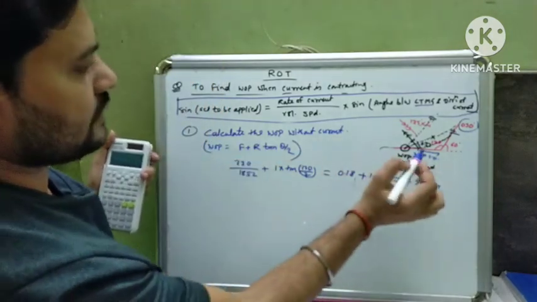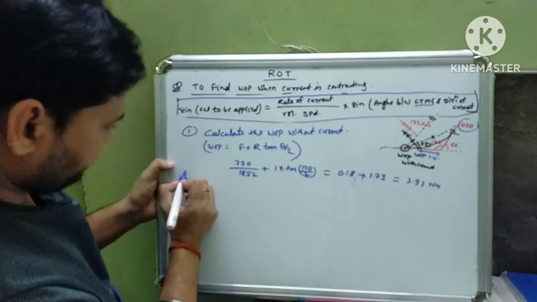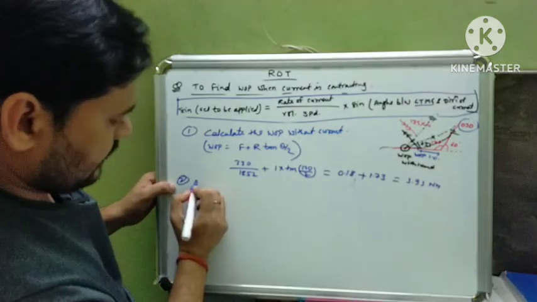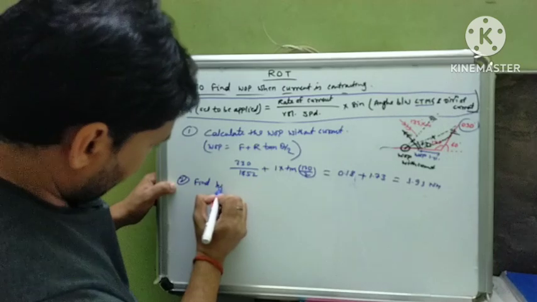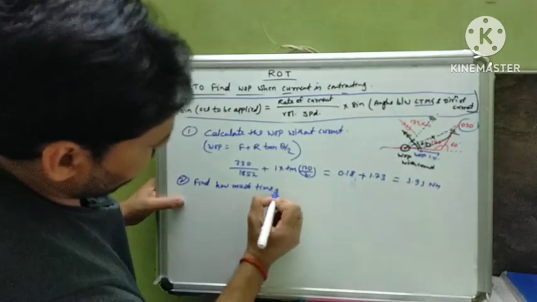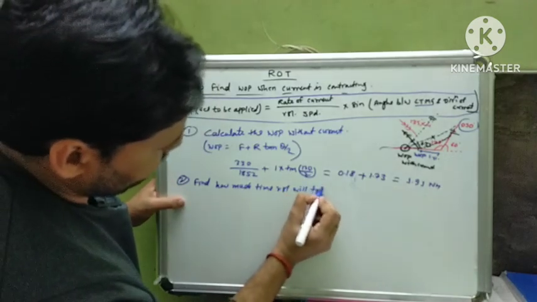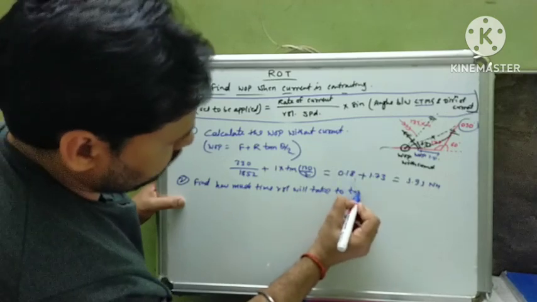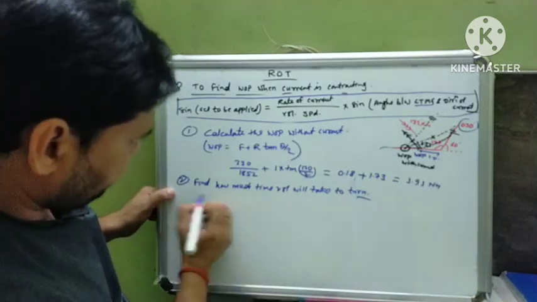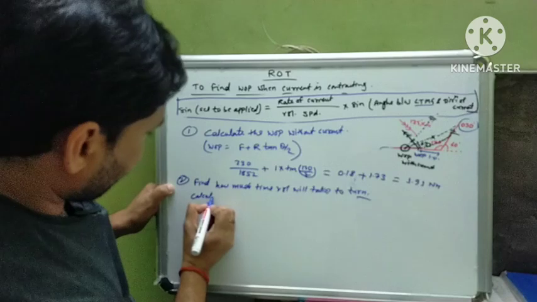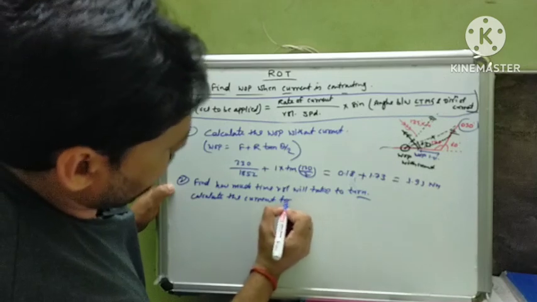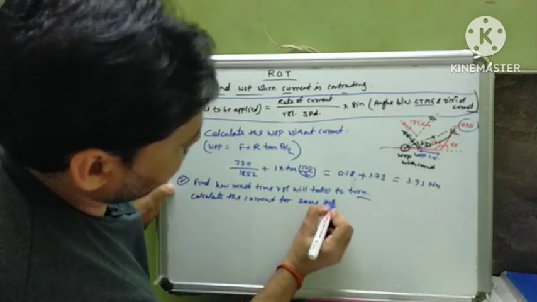So first, calculate this wheelover point. Thereafter, the second step is: find how much time the vessel will take to turn, what we had calculated for both legs. So that time, then calculate the current for the same interval.